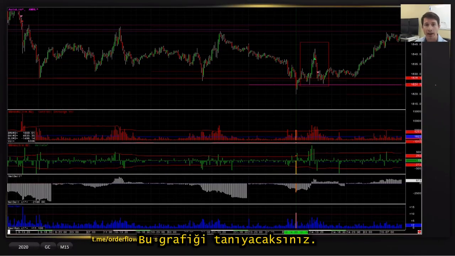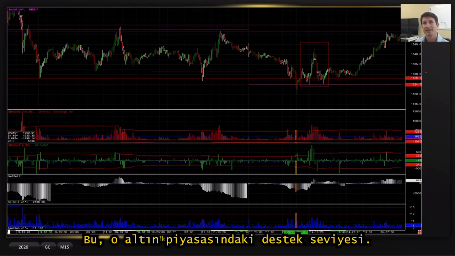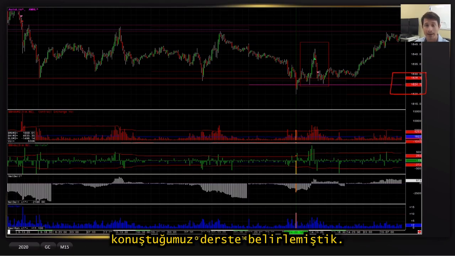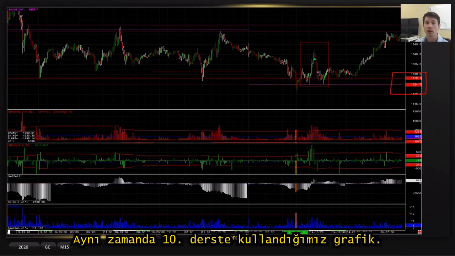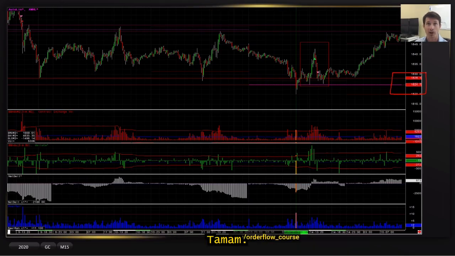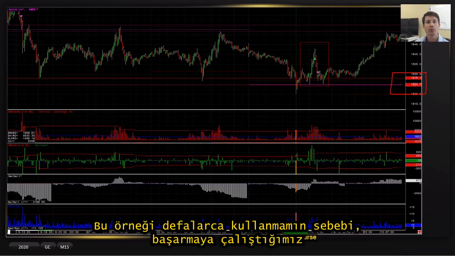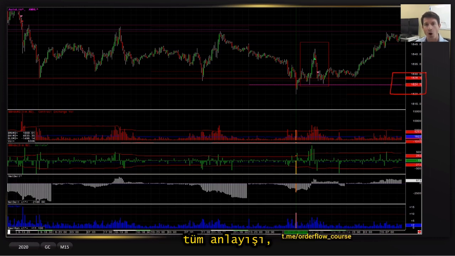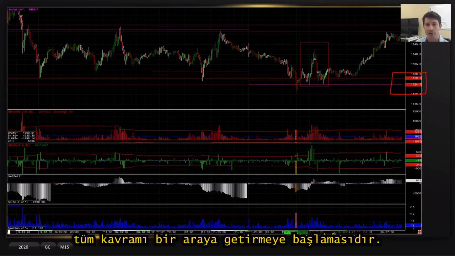Okay, so again, you'll recognize this chart. You've seen this a few times now. This is that support level in that gold market we identified in the lesson where we spoke about drawing elementary support and resistance lines. It's also the same chart we used in lesson 10, okay? Now, the reason I use this example a number of times is because it starts to bring the whole understanding, the whole concept of what we're trying to achieve together.